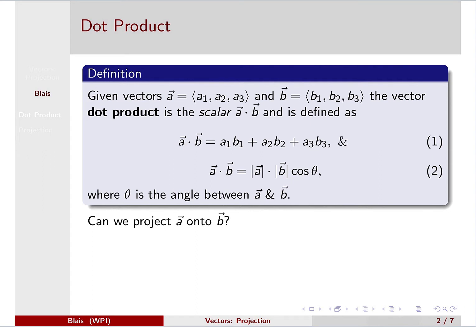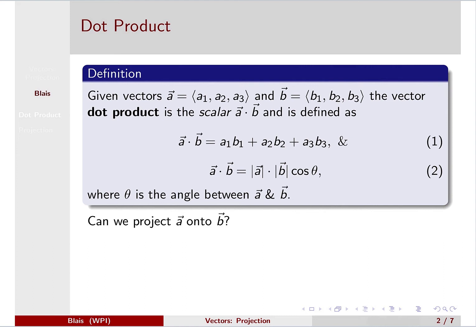So A dot B is the product of the first components of A and B, plus the product of the second components of A and B, plus the product of the third components of A and B. And we also saw that another way to write the dot product is the length of A times the length of B times cosine of theta, where theta is the angle between A and B.